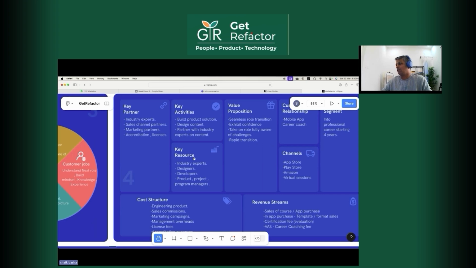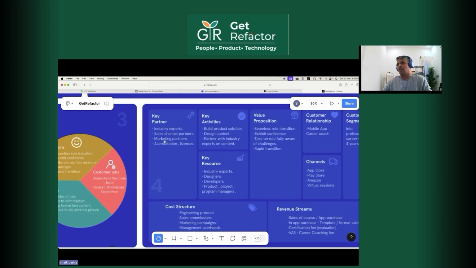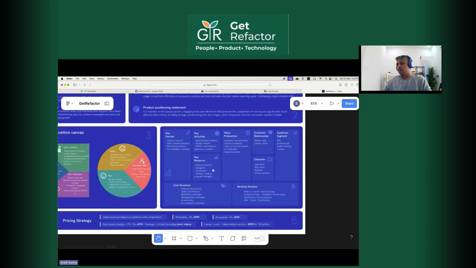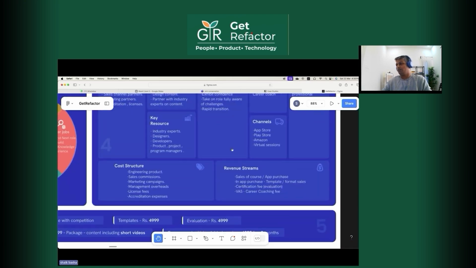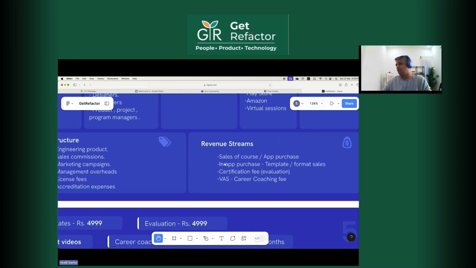So these are the resources that I would need to fulfill this vision that I'm talking about. And the key partners that I will have are industry experts, sales channel partners, marketing partners, accreditations, licenses. Somebody is talking about the credibility of the certificate, right? That's where accreditations and licenses come into the picture. Okay. So these are the things that I will be looking into, and these are the revenue streams. How am I going to earn money? Sales of courses, app purchases, and all that.